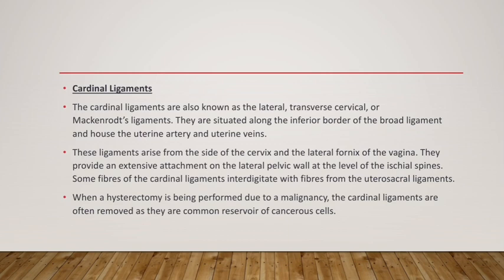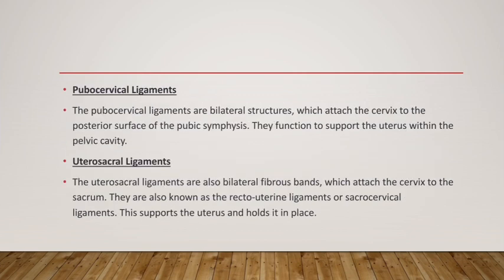Cardinal ligament. They are also known as the lateral transverse cervical or Mackenrodt ligament. They are situated along the inferior border of the broad ligament and house the uterine artery and the uterine veins. This ligament arises from the side of the cervix and the lateral fornix of the vagina. They provide an extensive attachment on the lateral pelvic wall at the level of the ischial spines. Some fibers of the cardinal ligament interdigitate with the fibers from the uterosacral ligament. When a hysterectomy is being performed due to malignancy, the cardinal ligaments are often removed as they are a common reservoir of cancerous cells.